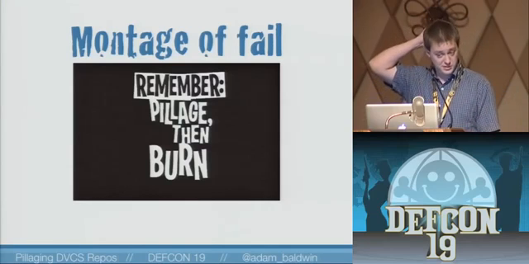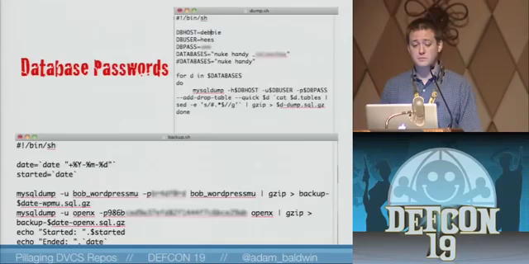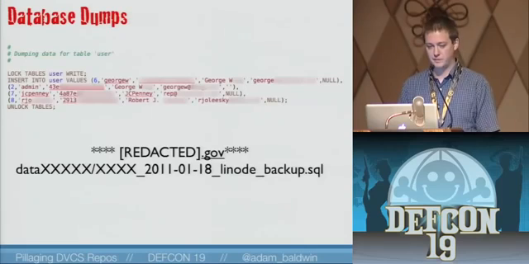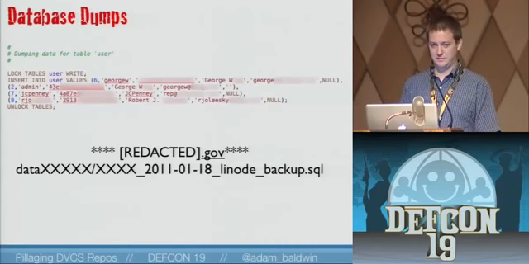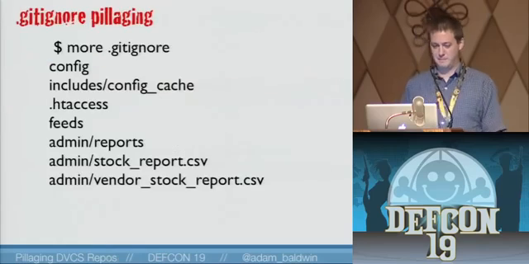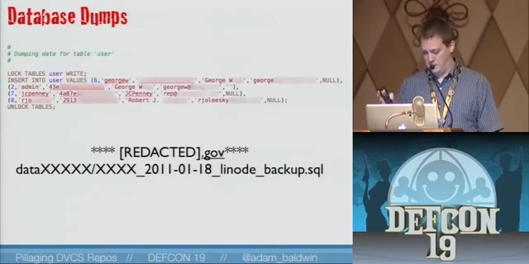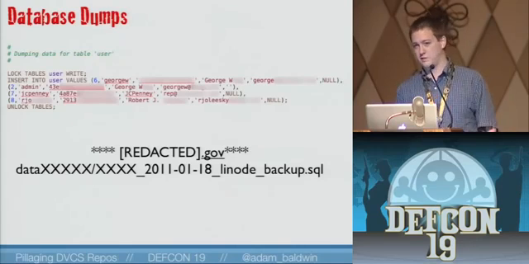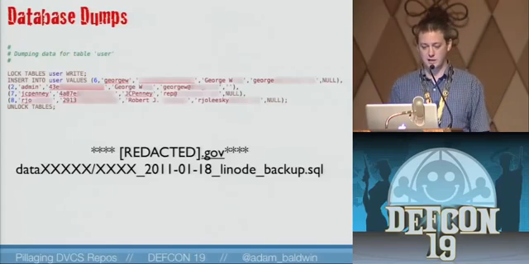So here's the epic fail montage. Remember, pillage, then burn. Just some of the really, really fun stuff that we found. Database passwords. In shell scripts. Database dumps. That does not say .gov. Shh. As well as user tables. Absolute piles and piles and piles of SQL dumps that people had done and just said, oh, we'll check them into the repository and push them to our Git server because that's cheap backup and it's a really good idea.